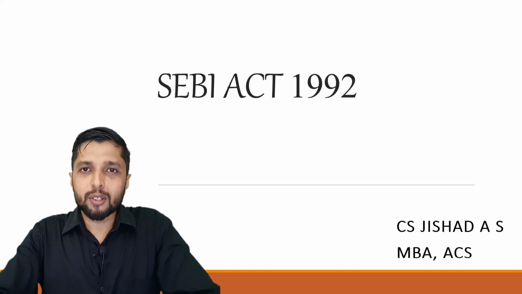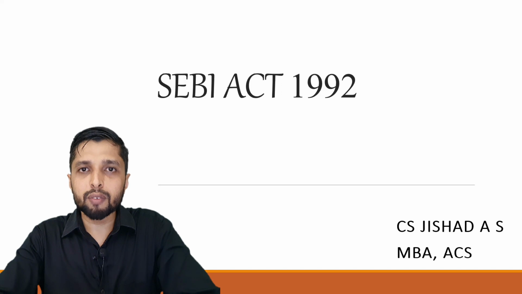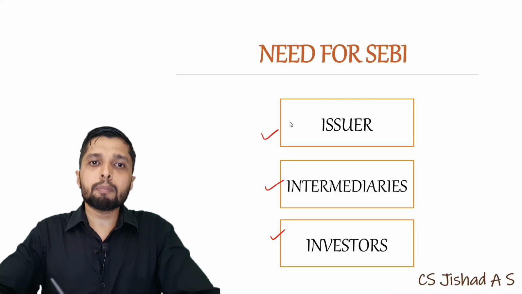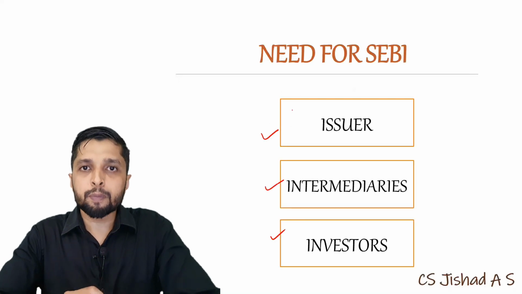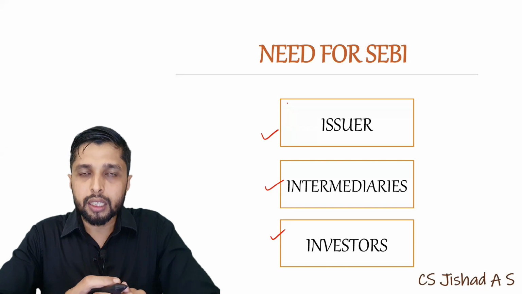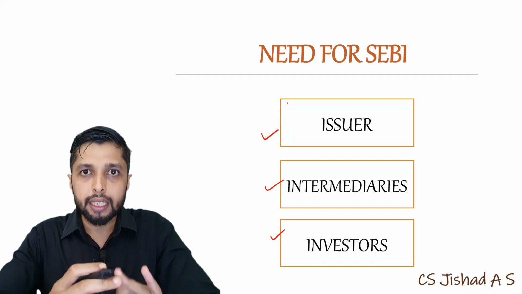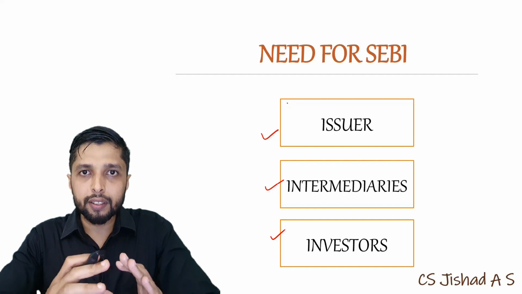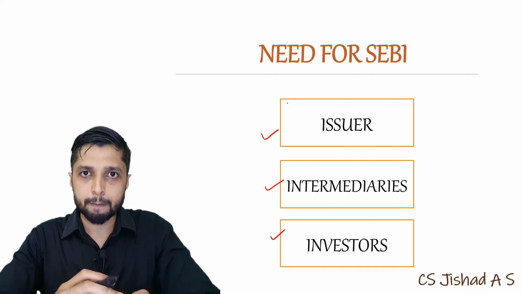Today we will have a session on SEBI Act 92. This portion is there for CA Final, CMA Final and CS Executive, but this session is primarily focusing on the students of CMA Final who are of 2016 syllabus. There are three parties in SEBI. Number one is issuer, number two intermediary, number three investors. So SEBI will basically be catering to the needs of these three parties.